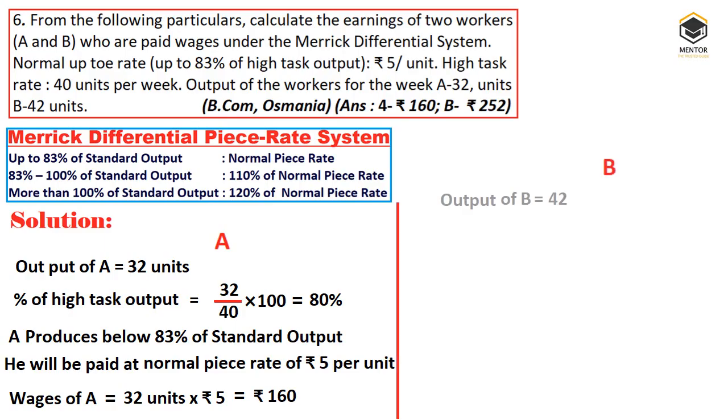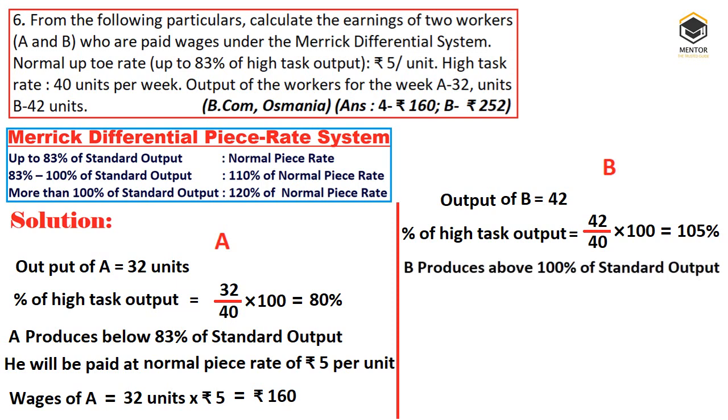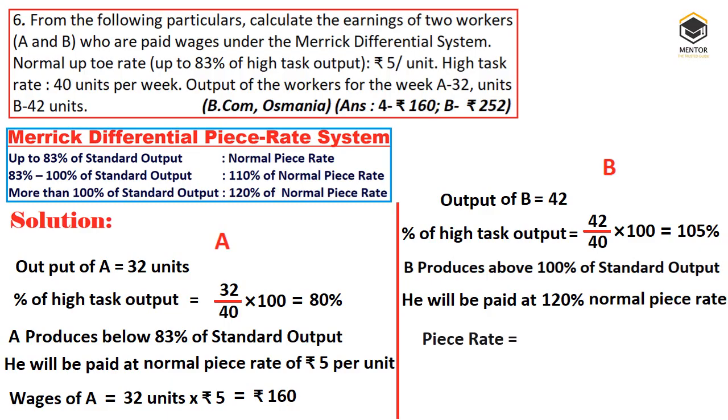In the same way, we need to calculate for B. B's output is 42 units, percentage of high task output is equal to 105%. That is 42 units divided by 40, the standard, into 100, is 105%. Therefore, B produces more than 100% of output. So, he will get 120% of the normal piece rate. Normal piece rate is 5 rupees into 120%, that is equal to 6 rupees per unit. Therefore, wage of B is equal to 42 units into 6 rupees per unit, that is 252 rupees. So this is the precise way of calculation of Taylor and Merrick's differential piece rate system.